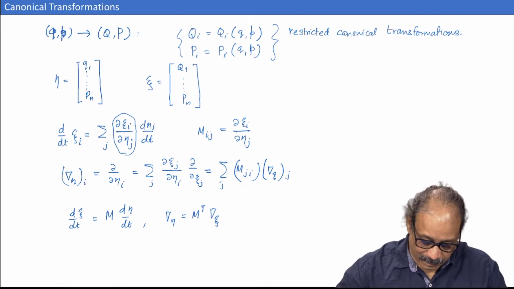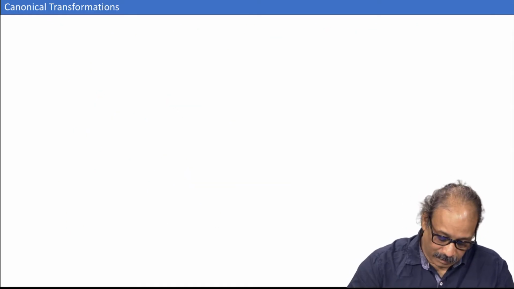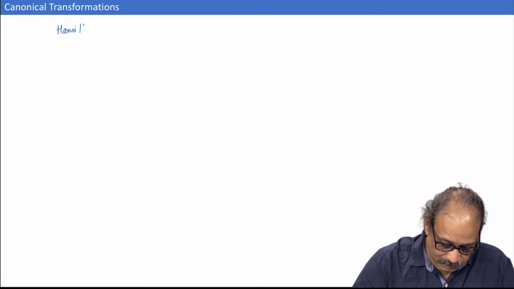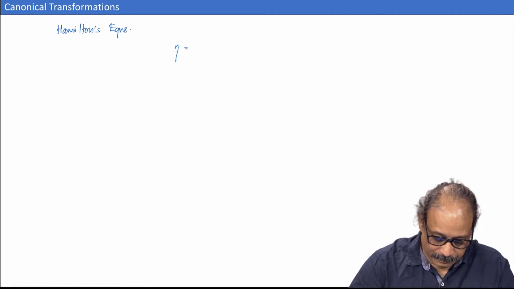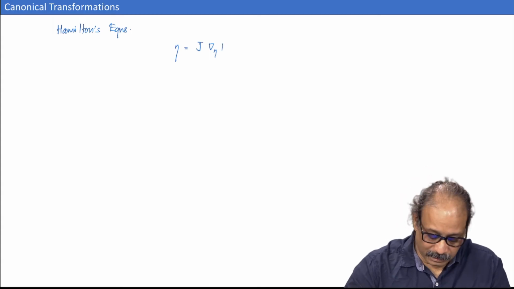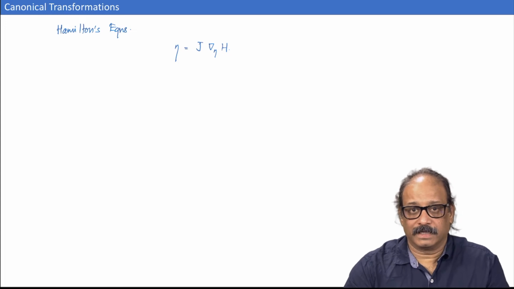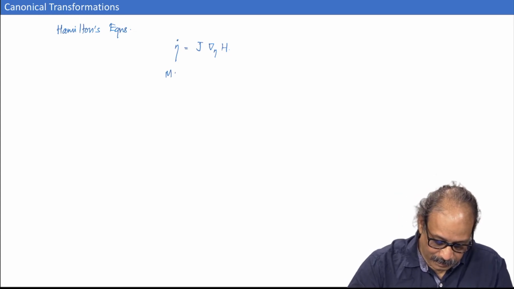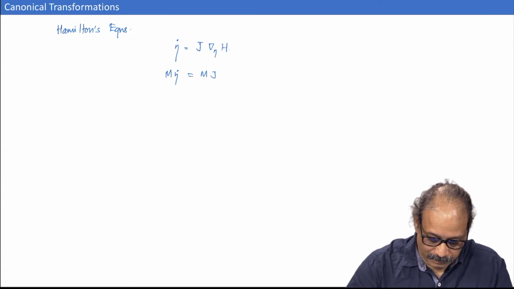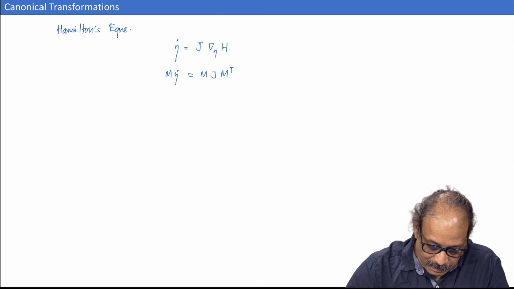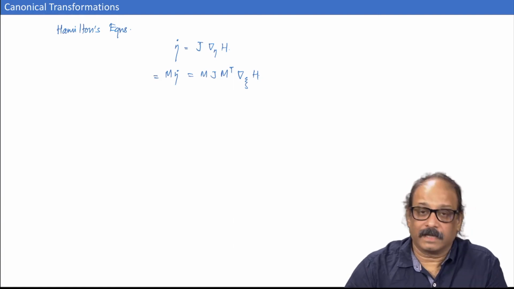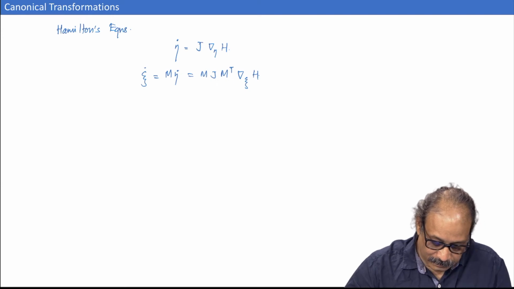Right. Now, let me put this in Hamilton's equation. In the Hamilton's equation, remember, the Hamilton's equations would be eta dot is equal to J times the derivative with respect to eta of H. Now, you pre multiply both sides by matrix M. So, you have M eta dot is M J and the gradient with respect to eta can be now written as M transpose gradient with respect to xi H, and you immediately recognize that M times eta dot is also equal to xi dot. Okay, great.